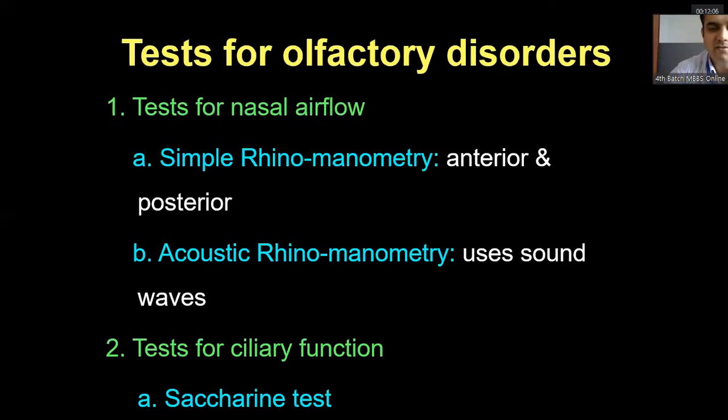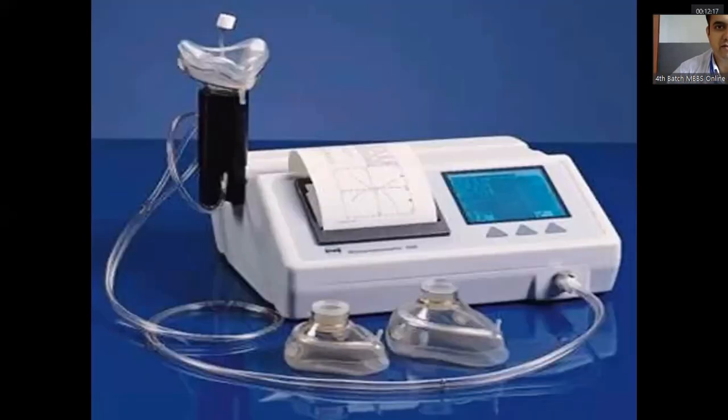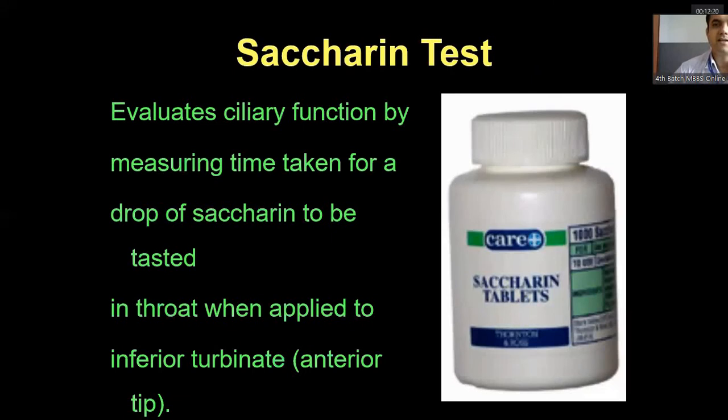There are various tests for olfactory disorders. One of the tests is rhinomanometry, and similarly the ciliary function test. We are not going to go into detail on rhinomanometry; this is the machine. Then the saccharine test evaluates ciliary function by measuring the time taken for a drop of saccharine, applied to the inferior turbinate, to be tasted in the throat. Because the drop moves backward, the cilia should be beating properly. So if after some time it is tasted in the mouth, it means the ciliary function is normal.